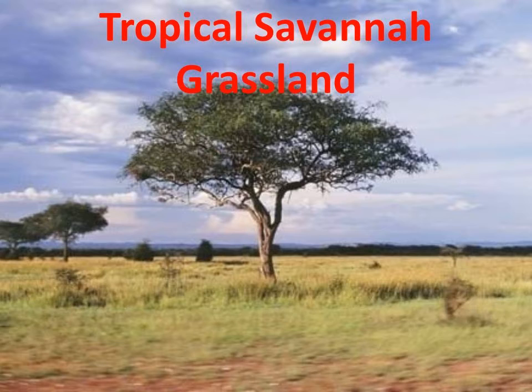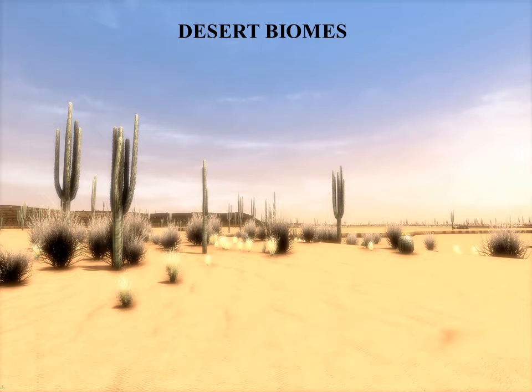The chief occupation of the people found here is herding. The primitive people living here are nomadic. Flora such as Rhodes grass, red oats grass, lemongrass, etc. are found. Desert biomes. Deserts are usually found on the western margins of the continents.